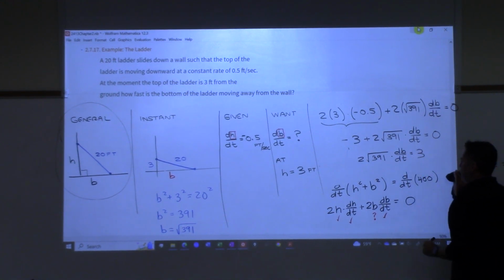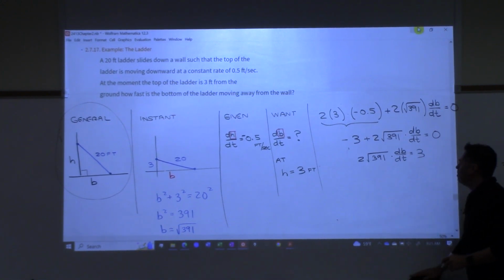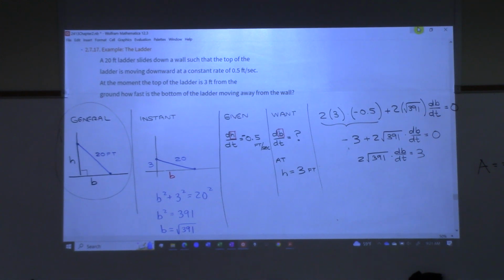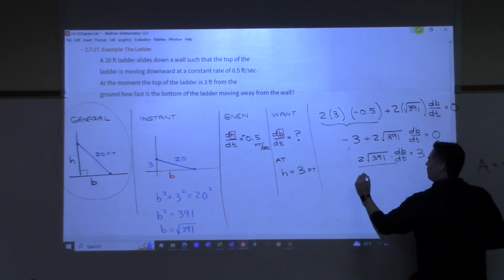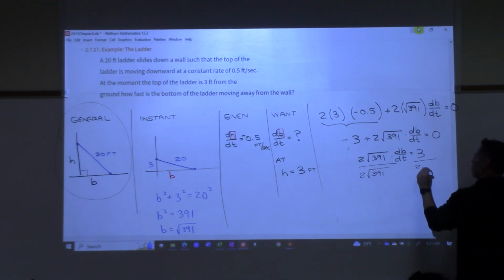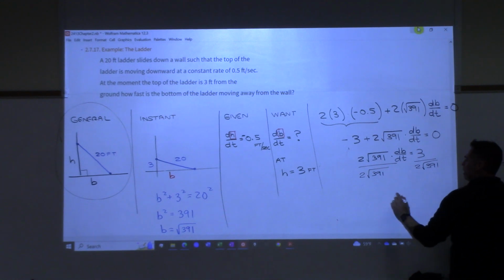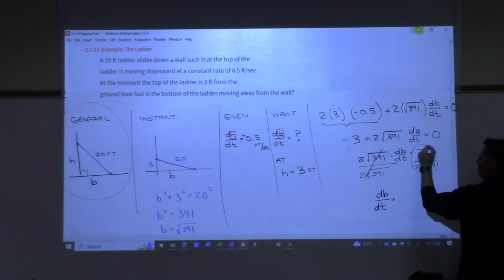Add 3. And then I'll divide by 2 square roots of 391. So take this side, divide by 2 root 391, divide this by 2 root 391, and you get dB/dt equals this right here.